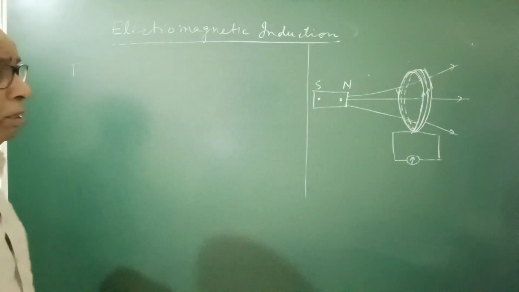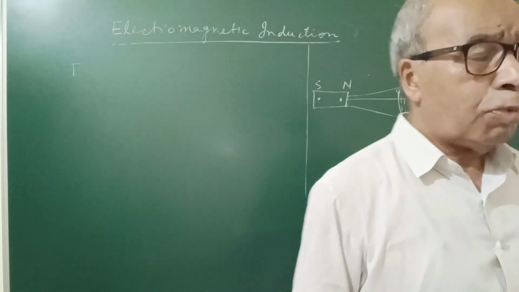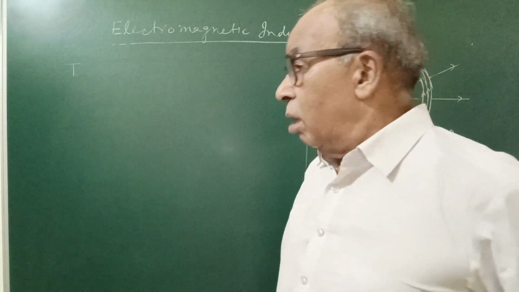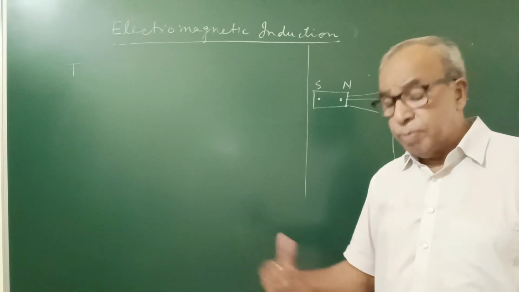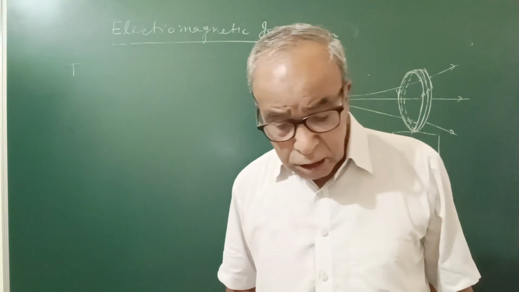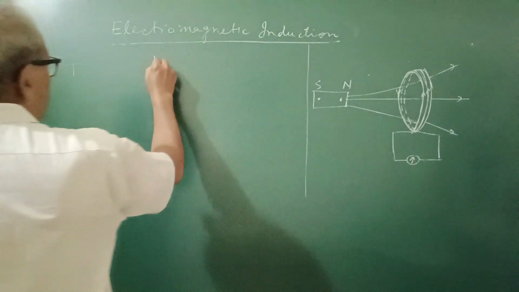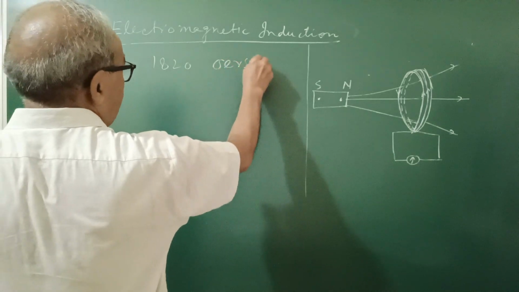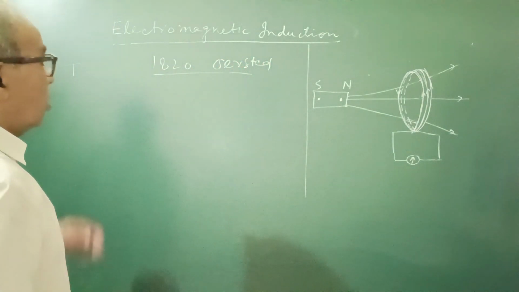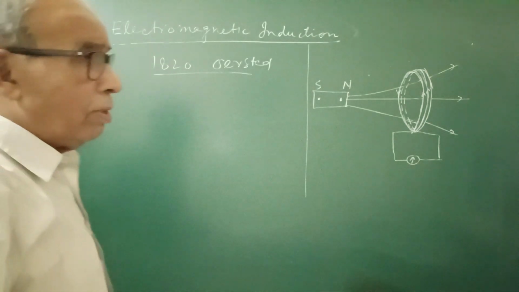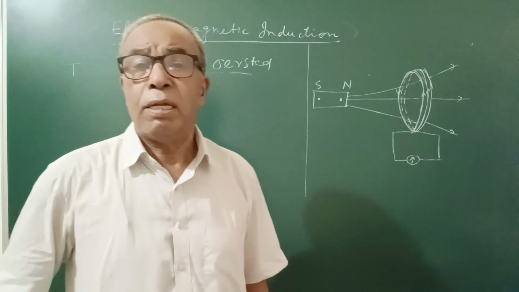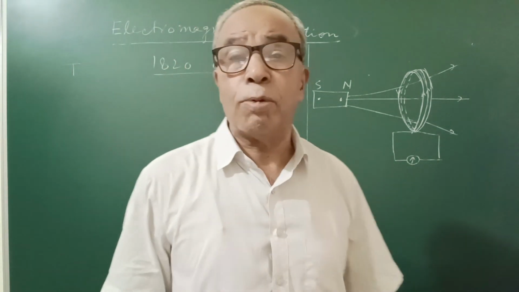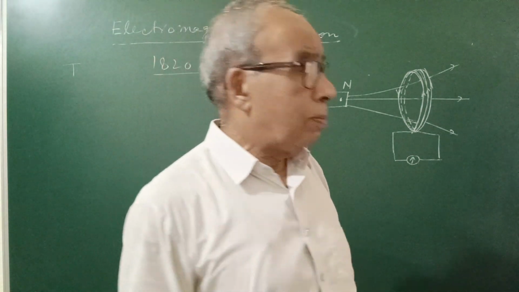Oersted discovered that we can produce magnetism by a current carrying conductor, and then work was in process. After Oersted's discovery in 1820, Oersted discovered the magnetic effect of current. At nearly the same time, Faraday thought of the converse of this: that we can produce current with the help of a conductor and a magnetic field. This was proposed by Faraday.